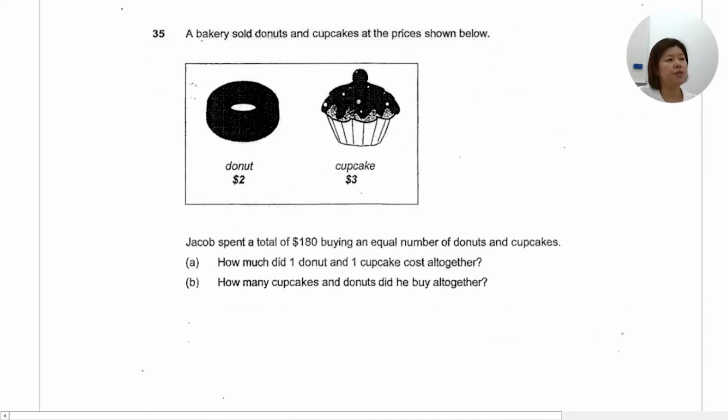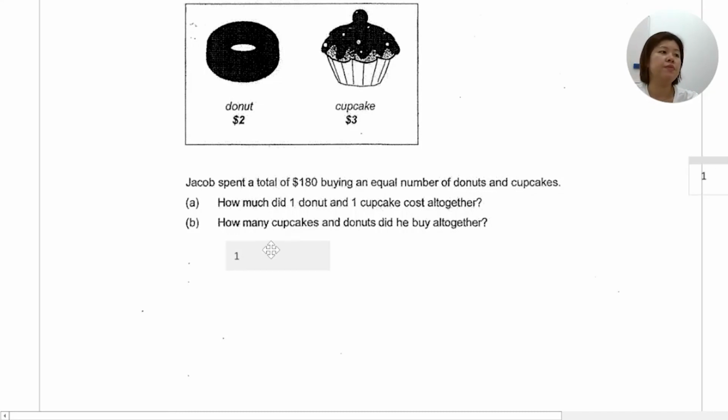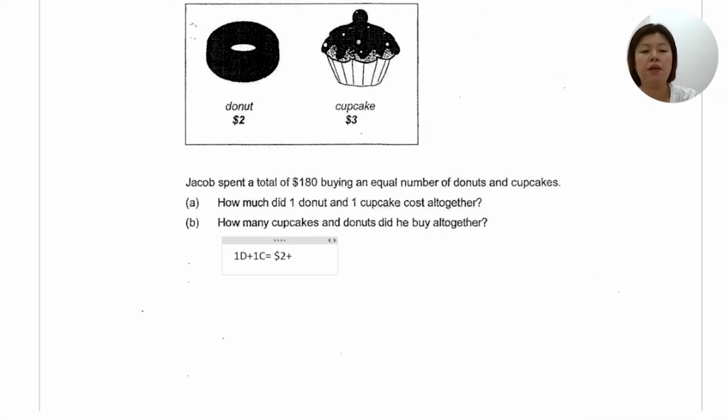Next, a bakery sold some donuts and cupcakes. One donut is $2, one cupcake is $3. So he spent a total of $180 buying an equal number of donuts and cupcakes. So meaning equal. And they're asking how to find one donut and one cupcake. So one donut plus one cupcake is actually $2 plus $3 equals $5.